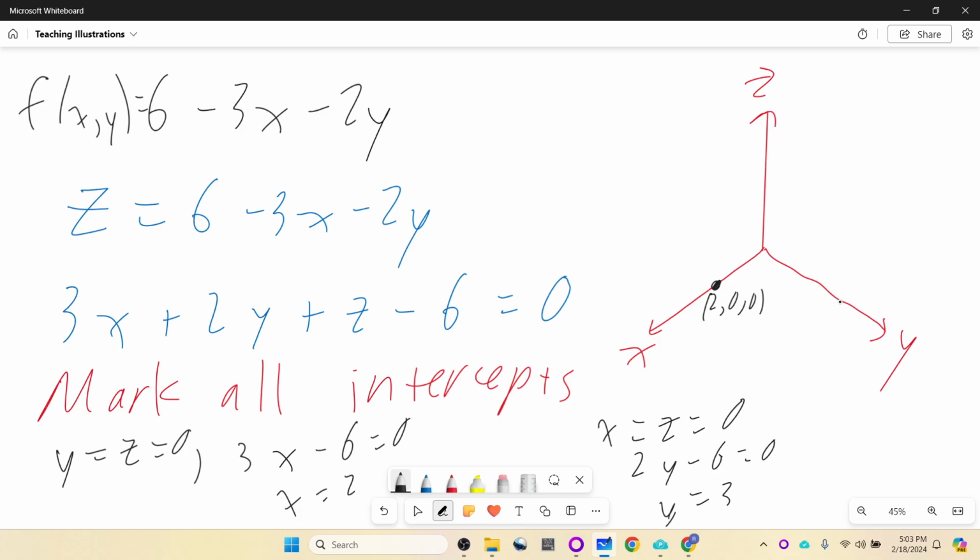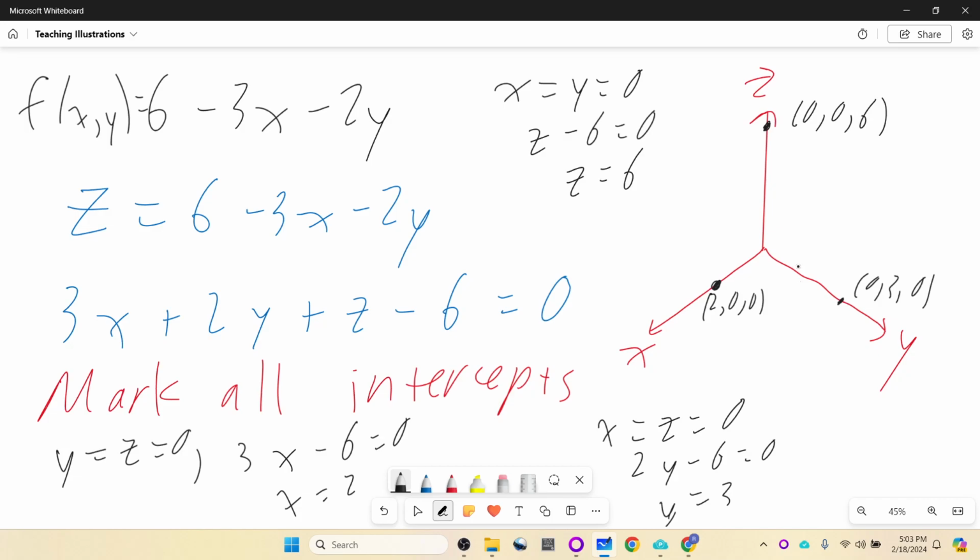So I'll go a little farther out. 0, 3, 0. And the last case is the z-intercept. So let's say x and y are both 0. Then we get z minus 6 is 0, so z equals 6. So that's up here somewhere, 0, 0, 6.